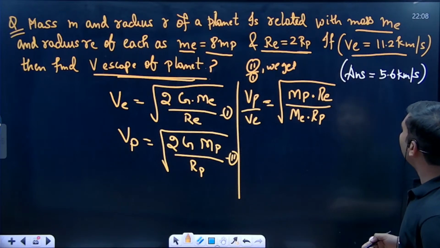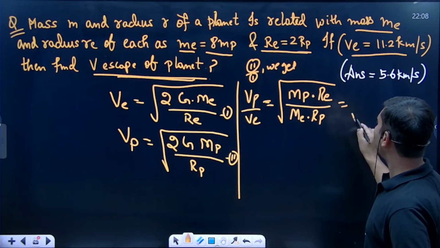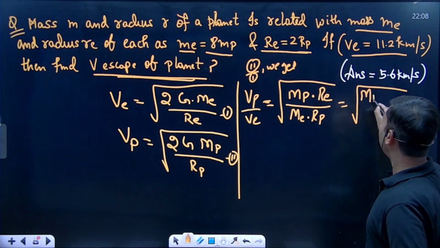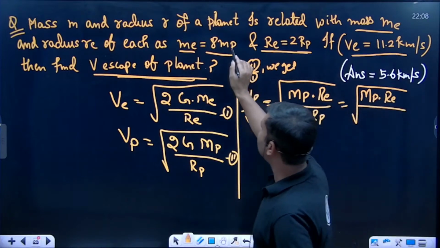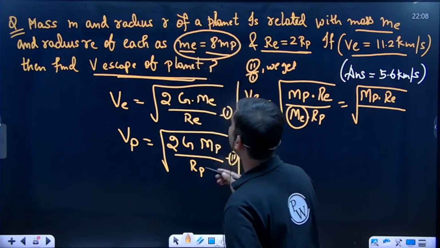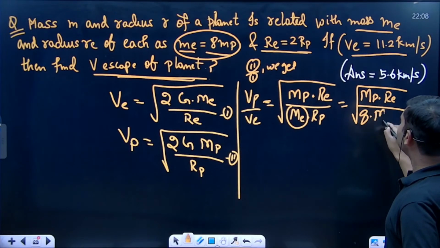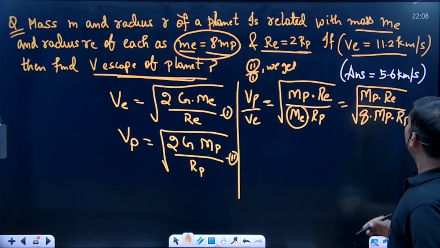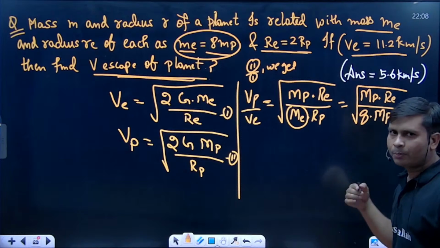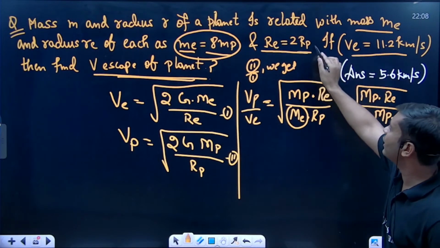What is the mass of planet given? Mass of Earth is given. Here I am writing Mp into Re, and the mass of Earth is given as 8 times the mass of planet. So I am writing here 8 into mass of planet, and this will be your radius of planet. Now one value we also have to put, that is the radius of Earth. Radius of Earth is how much? 2 times the radius of planet.